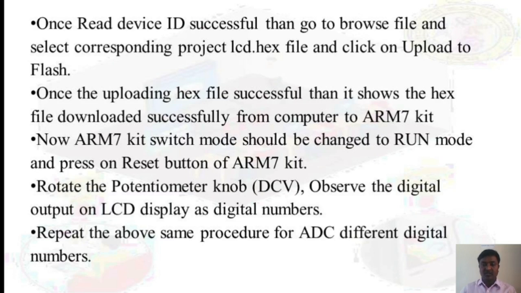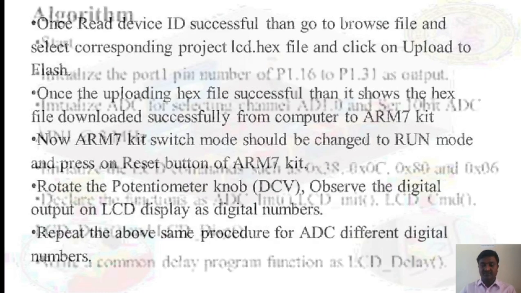Rotate the potentiometer knob, that is the DC voltage. Observe the digital output on the LCD display as digital numbers, which is converted from the analog input. The digital values will be displayed on the LCD. Repeat the same procedure for different ADC values.